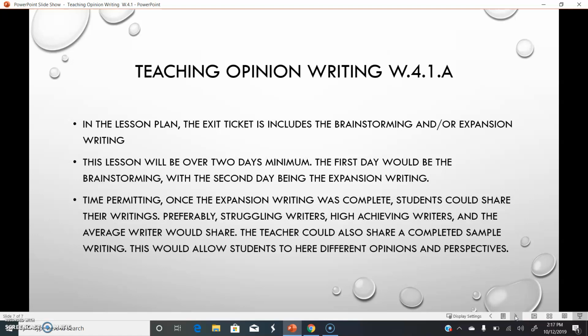Time permitting, either on the 3rd day or potentially the 2nd day, and the expansion writing was complete, I would have the students share some of their writings. It doesn't matter if it's a 1-paragraph or 5-paragraph essay. All students can participate in this. To lead this off, the teacher would also share a completed sample writing. This would allow students to hear different opinions, perspectives, and learn from each other.